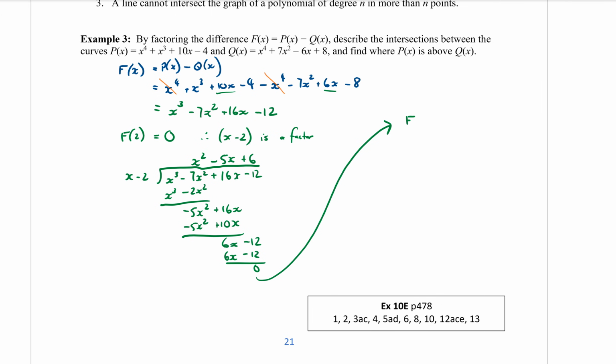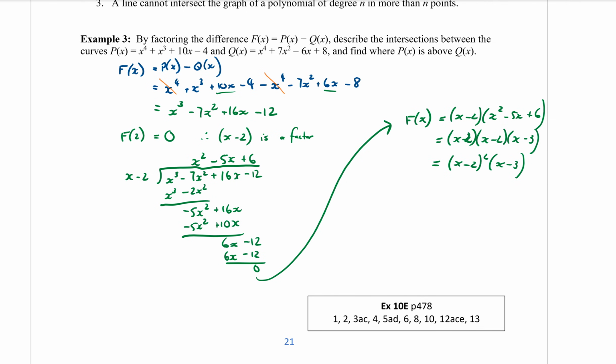My f of x is equal to x minus 2, the factor that I found, and x squared minus 5x plus 6. The quadratic I can factorize further, with numbers multiplying to give plus 6 and adding to give minus 5, which would be x minus 2, x minus 3. And that is actually x minus 2 all squared times x minus 3. So I've completely factorized the f of x that I was asked to find.